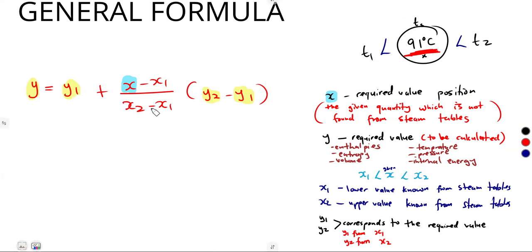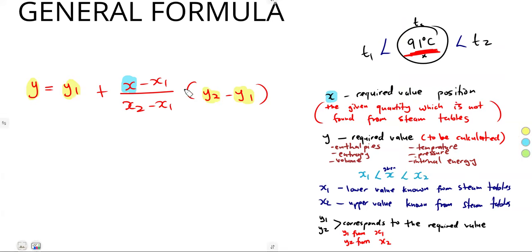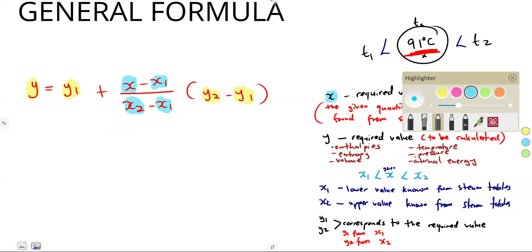X, X1, and X2, they correspond from what? From X, the required value. If it is pressure, it means this X1 will be representing pressure. If X is representing temperature, this X1 and X2 are representing temperature. If it is volume, it means this is volume, this is also volume. This is what I'm trying to say.